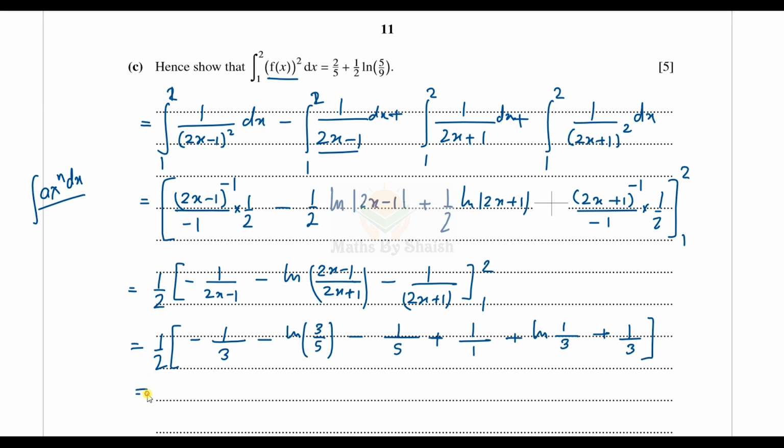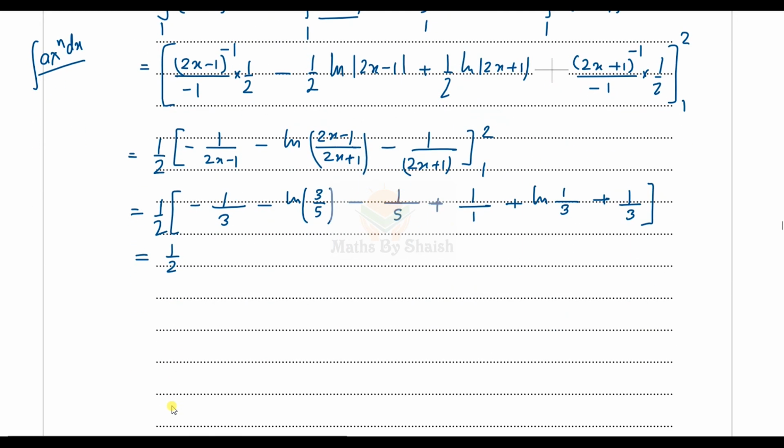Now we can see it is coming as 1 over 2. I'll scroll up a little bit. So 1 over 2, and we can see the like terms, 1 minus 1 by 3 plus 1 by 3 cancelled, so it is 1 minus 1 by 5. 1 minus 1 by 5 is 4 by 5, and minus ln 3 by 5 plus ln 1 over 3, so division, I'm taking minus common, and it would be ln of 3 over 5 divided by 1 over 3.